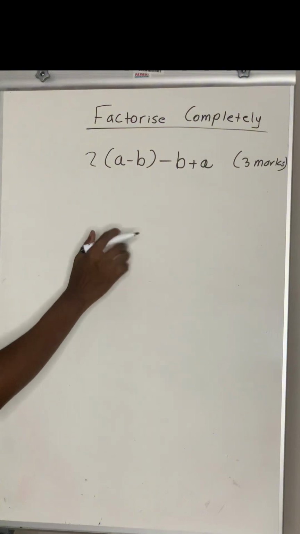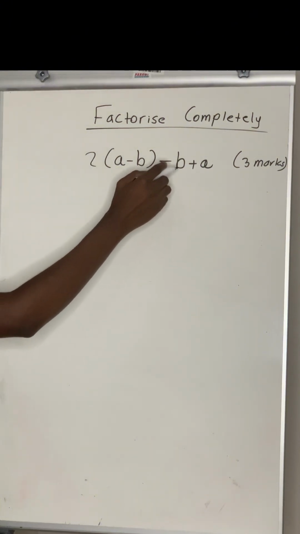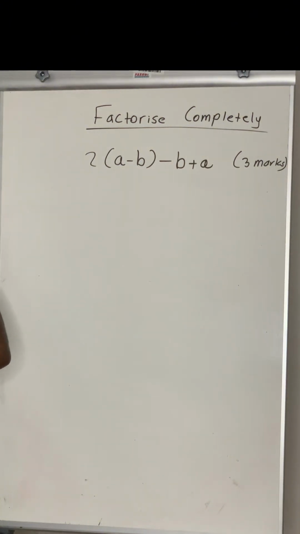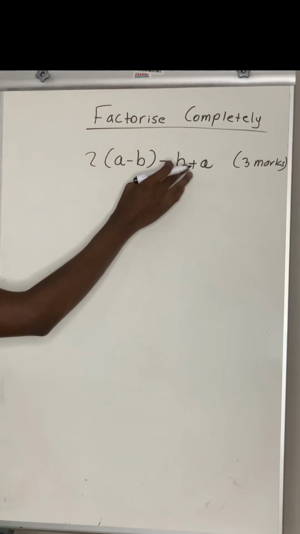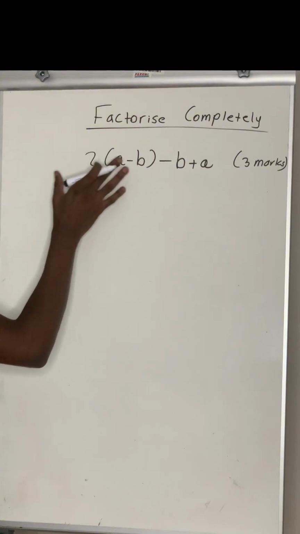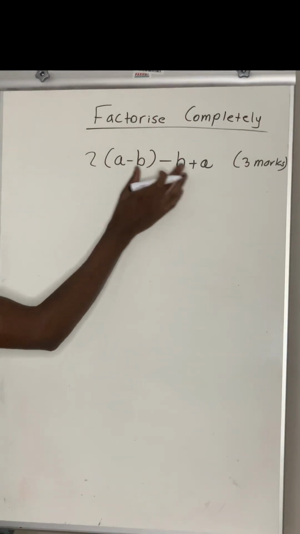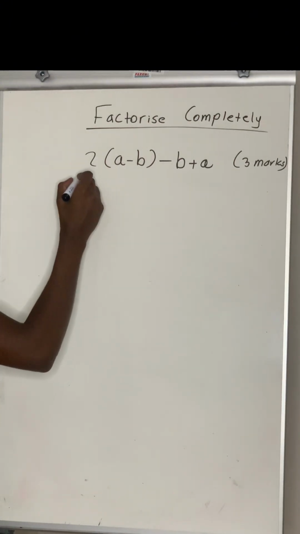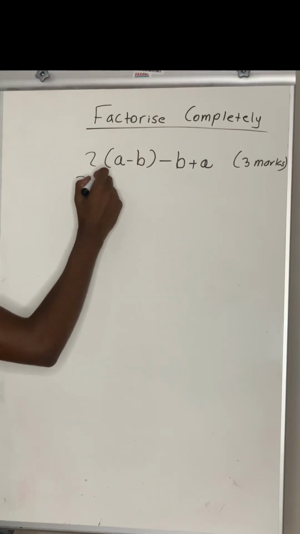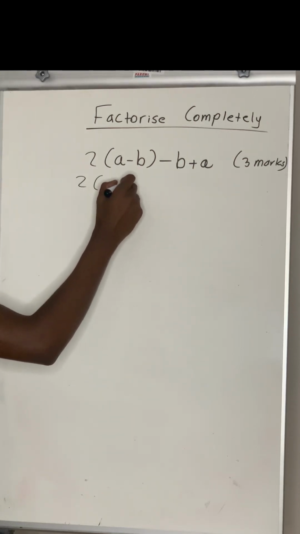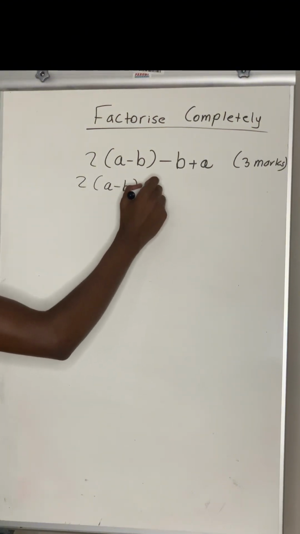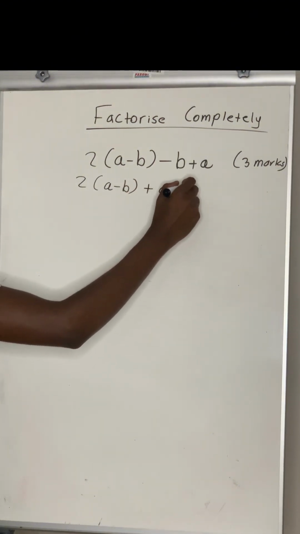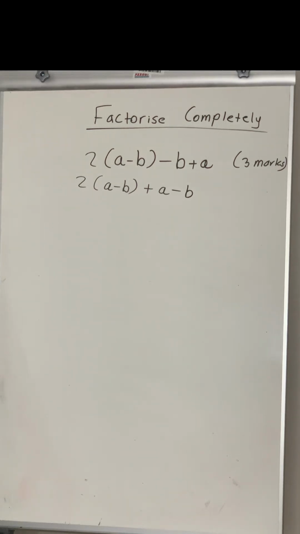So you should factorize completely 2 into a minus b plus a for 3 marks, okay? So we can see that there's an a minus b here, and over here we have a negative b plus a. So somewhere along the lines we have to try and make these two look the same. So let's try changing this into a minus b. So it's 2 into a minus b. Let's change the order of this into plus a minus b. Okay, and then from here we can use a method which we call grouping.